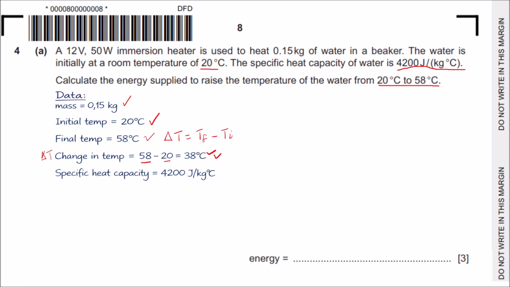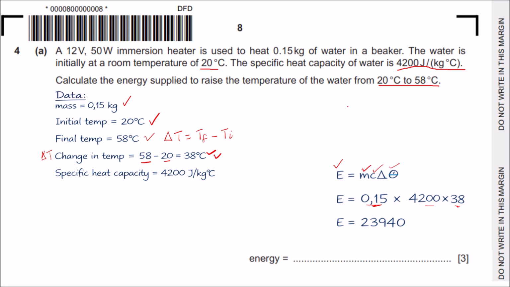Let's record the equation for specific heat capacity, mass and energy. It will be energy required is equal to mass times specific heat capacity times change in temperature. By substitution, 0.15 is the mass, 4,200 is the specific heat capacity, and delta T, the temperature change, is 38, giving us 23,940. Now, do not leave this as your final answer, otherwise you get 2 out of 3.